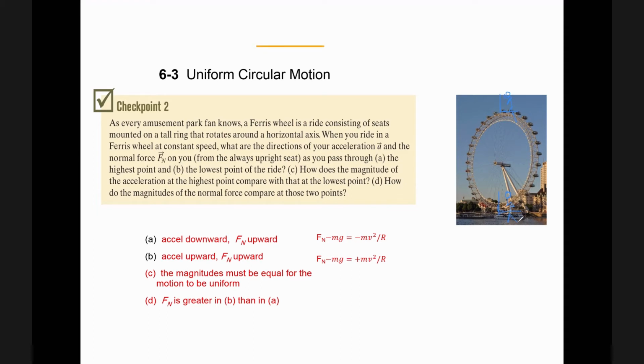Okay, so let's read the question. As every amusement park fan knows, a Ferris wheel is a ride consisting of seats mounted on a tall ring that rotates around a horizontal axis. Okay, so this is the axis. When you ride a Ferris wheel at a constant speed, what are the directions of your acceleration?